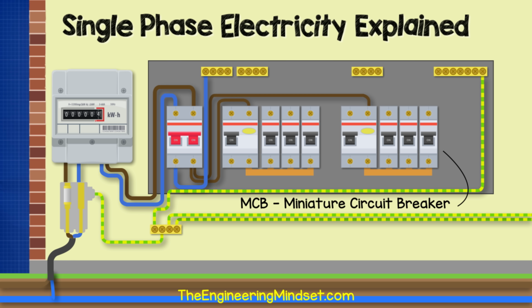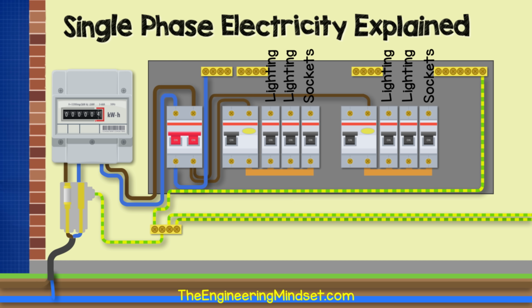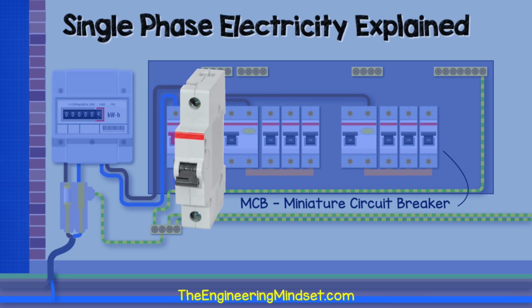For example, connected to one RCD, maybe we'll have one MCB for the downstairs lighting, one for the upstairs lighting, and one for the kitchen plug sockets. On the other RCD, maybe we have one for the stairwell lighting, one for the upstairs lighting, and one for the downstairs plug sockets. These switches will quickly and automatically trip to cut the power, but they also need to be manually reset to restore the power.